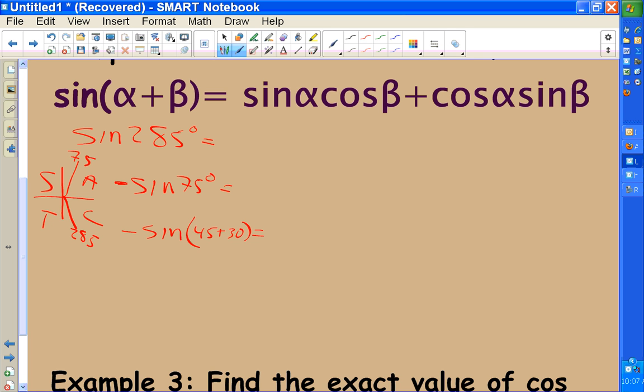How does the sine of 45 plus 30 work? Whatever it is, you want to make sure you take the opposite of that. Okay? So we're doing the sine of a sum. Sine of 45 cos 30 plus cos 45 sine 30. Make sure you put it in brackets or parentheses and put a minus in front. Deal with the negative after you've simplified everything.